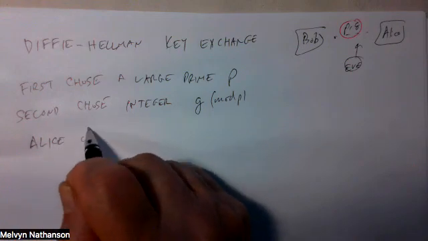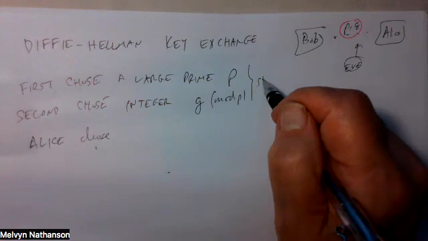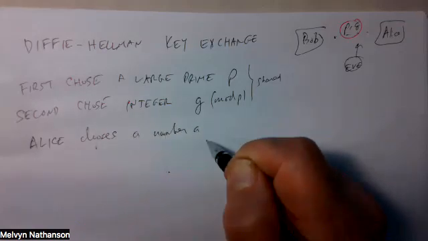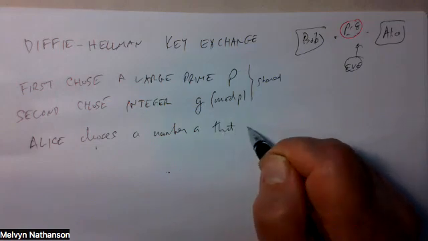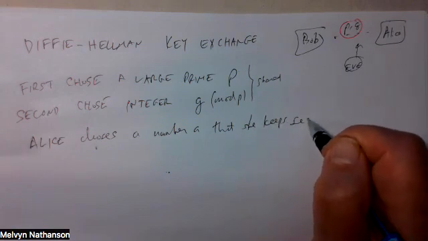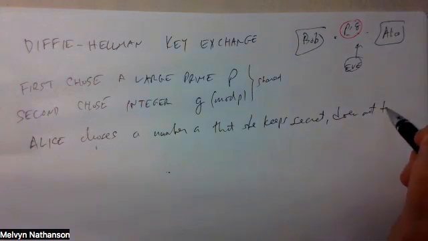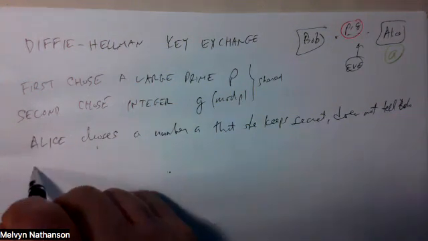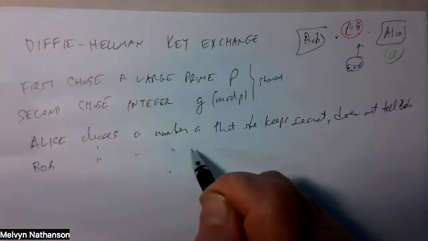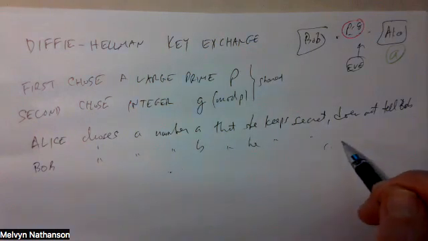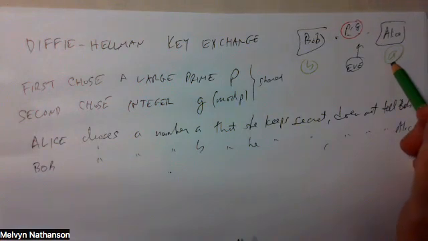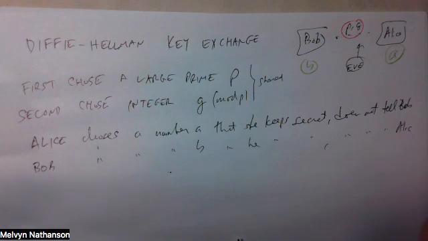Alice, so these two numbers are shared, the prime P and the integer G. Alice chooses a number little a, mod P, that she keeps secret, which means she does not tell Bob. So Alice has picked some number a that's secret. Bob doesn't know it. She doesn't tell anyone. She doesn't transmit it. Bob chooses a number little b that he keeps secret, and does not tell Alice. So Bob all by himself picks a number b, Alice by herself picks a number a. They don't tell anyone.